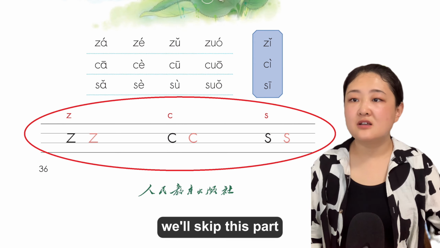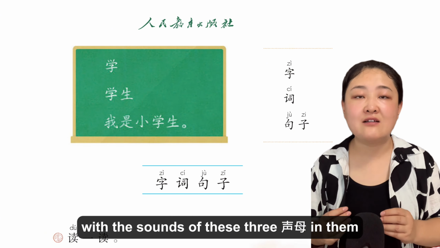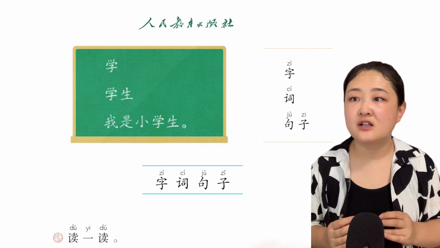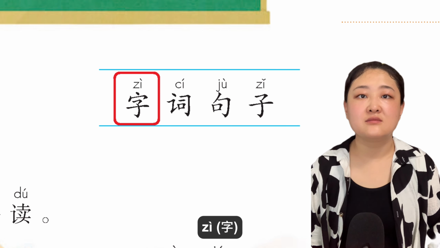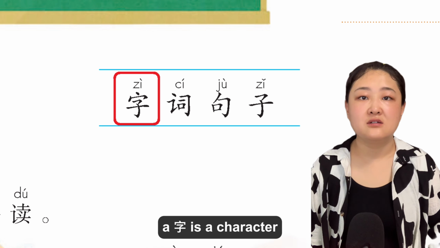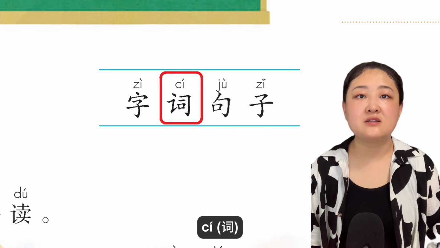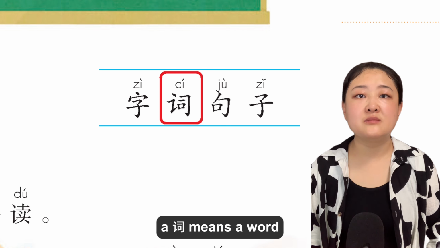We'll skip this part. This section introduces some characters and words with the sounds of these three shengmu in them. Let's first go over these characters. The first one is 字. Repeat after me. 字 字 It's a 整体认读音节, so we don't do the spelling. A 字 is a character. The next one, repeat after me. 词 词 Also a 整体认读音节. A 词 means a word.